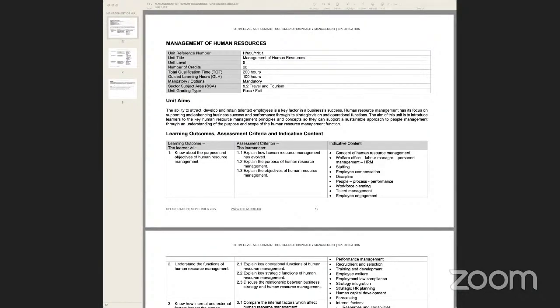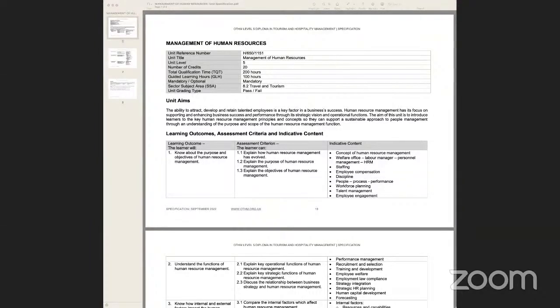Okay, so let's make a quick start with regards to what we are looking at doing, in terms of the unit, which is management of human resources. So what we're going to do is essentially look at starting this new unit today.